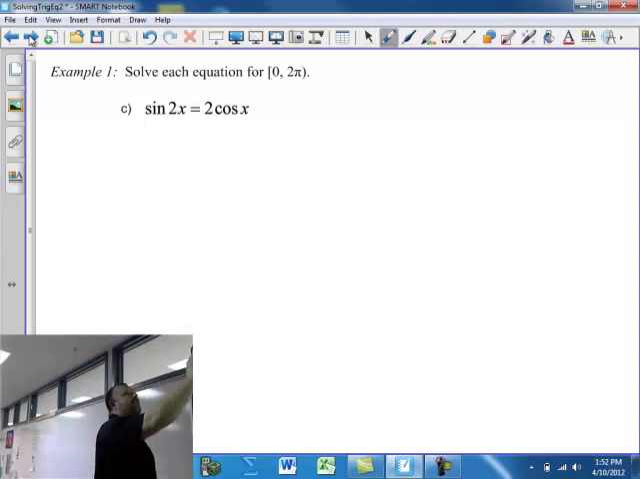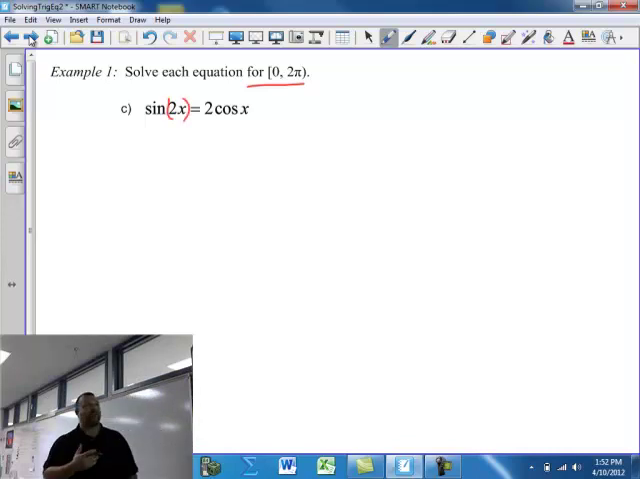All right. I'm still solving for the interval 0 to 2 pi, but I've got sine of 2x, and I've got 2 cosine of x. Now, there's a couple of things to realize. The first and most important thing is that this function has a 2x in it, and this function has an x in it. And if possible, it's going to be a lot easier to do these problems if they both have the same input, if you will. Yes, they both need to be an x.